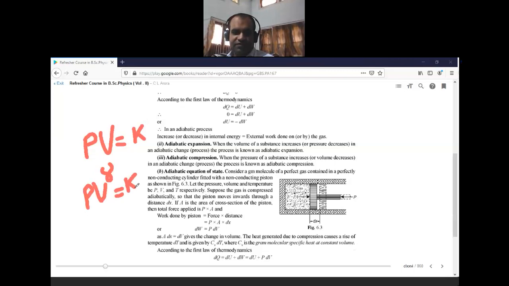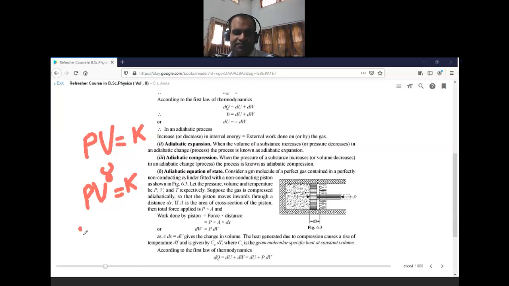This is the adiabatic equation of state. PV to the power gamma is equal to K. The ideal gas equation is PV equal to K, while in the adiabatic equation, PV to the power gamma is equal to K.